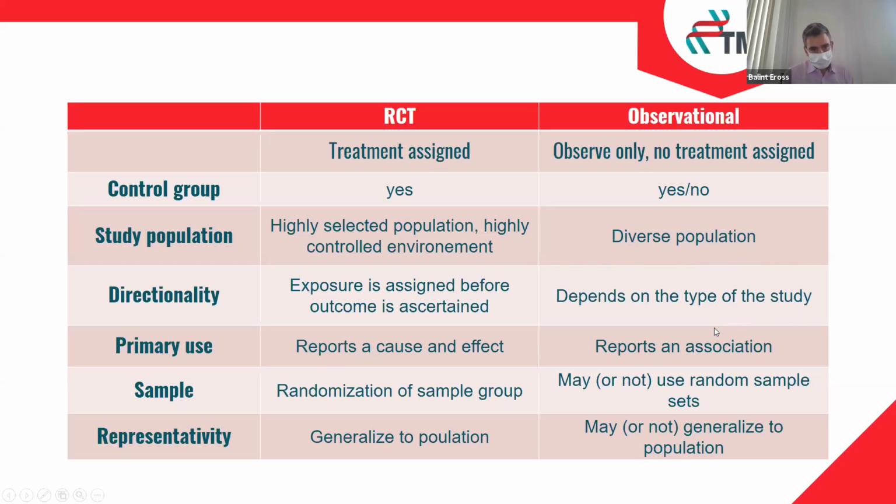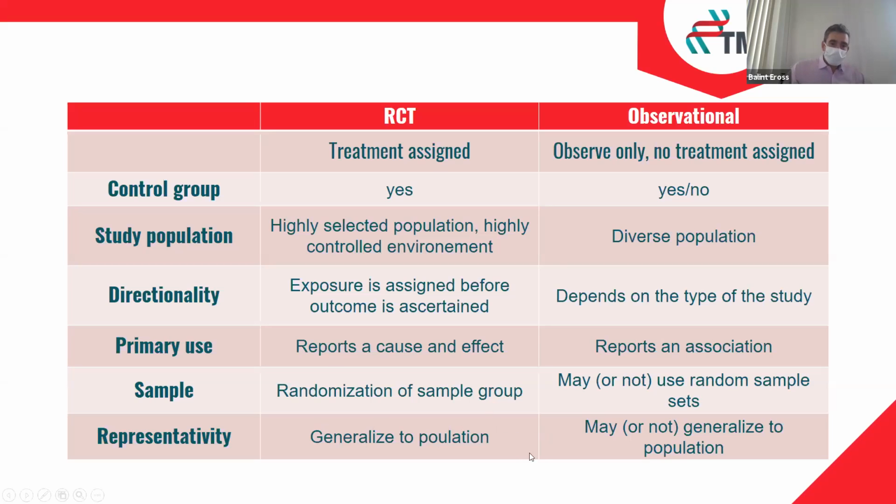Directionality. Before you assign your treatment in a randomized control trial, you don't know the outcome. So the exposure is assigned before the outcome is certain. It means that you don't know what is going to happen to the patient when you allocate the treatment, unlike in an observational study, when you are well aware of the outcome of the treatment. If you talk about retrospective studies, sometimes in prospective studies it may not be true.